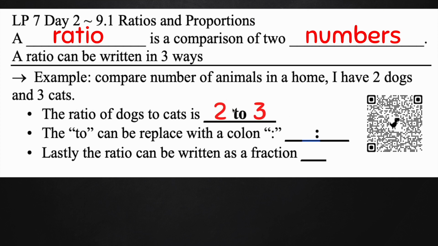I can say 2 to 3, because I have 2 dogs to 3 cats, or I can use the symbol in between, so the colon. You still read it the same way, so you still say 2 to 3. Or I can use a fraction, 2 to 3. You still read them all exactly the same way, but they're just 3 different ways to represent the exact same thing. It's just a ratio.